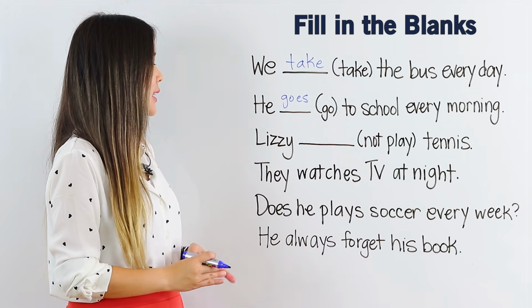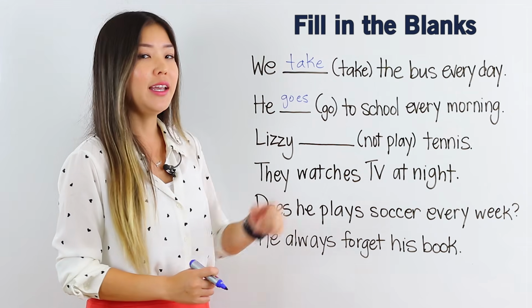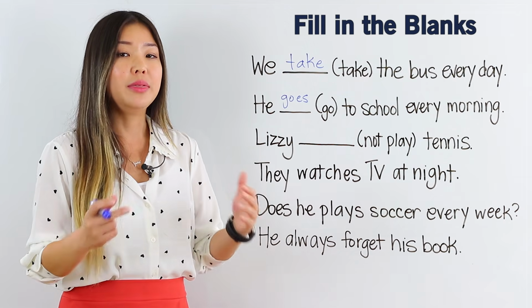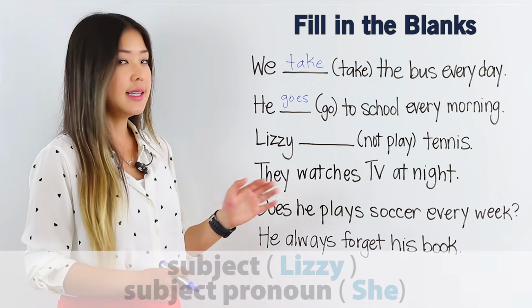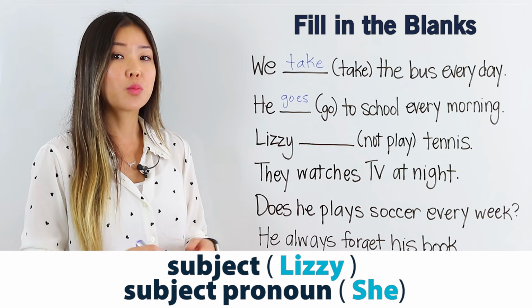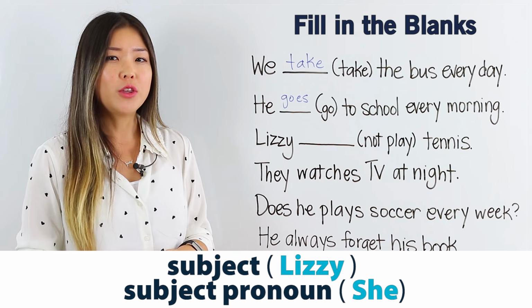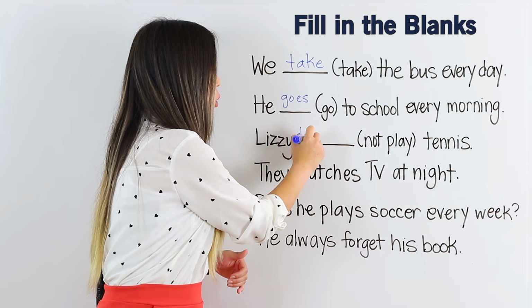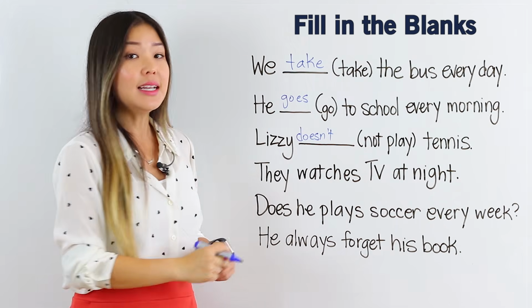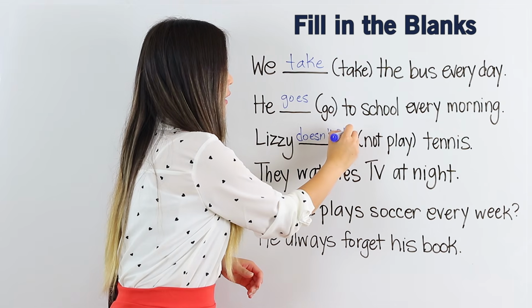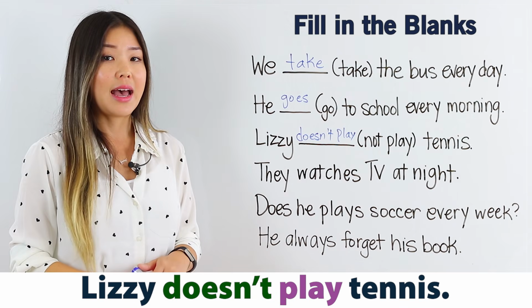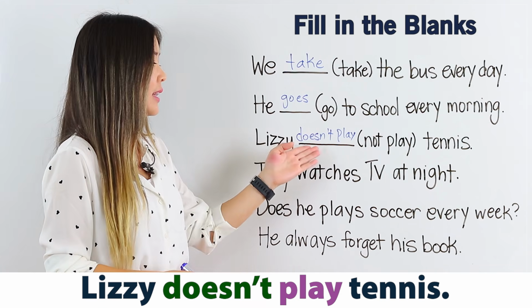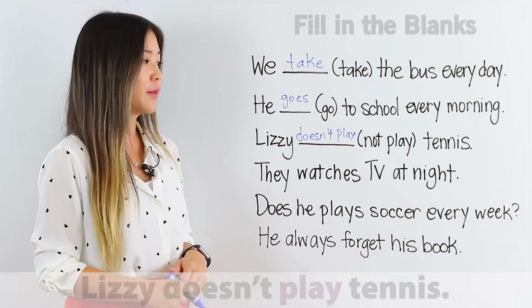In the next sentence, it says Lizzie not play, in parentheses, tennis. Here, I want you to think about the negative form. Lizzie is a she. The subject pronoun is she. So what do we do for the negative? We say does not, or the contraction doesn't play tennis. We do not add an S or ES to the end of the verb. Instead, we say doesn't or does not.